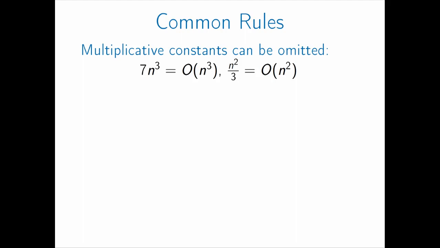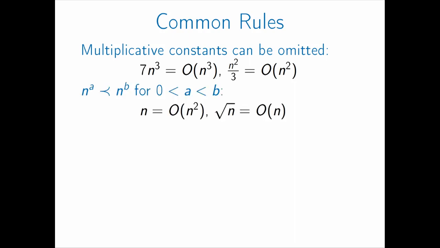So there are some common rules you need to know. The first rule is that multiplicative constants can be omitted. So 7n cubed is O of n cubed. n squared over 3 is O of n squared. This is the basic premise we had when building this idea: we wanted something that ignores multiplicative constants.